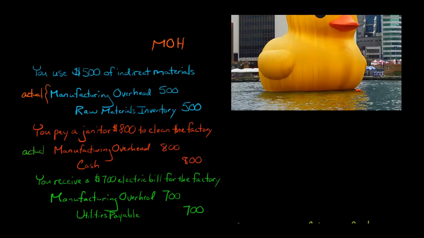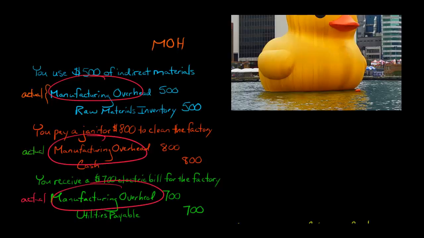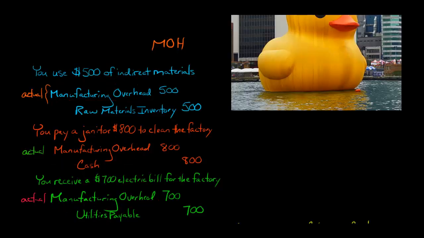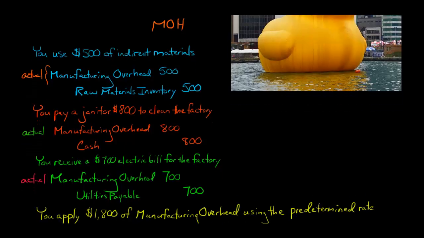So now let's say that the company gets an electric bill for the factory of $700. Now they would debit manufacturing overhead for $700. Again, this is actual manufacturing overhead, and then credit utilities payable, assuming they just got the bill, they didn't pay the cash. So I have three types of actual manufacturing overhead here that were recognized. In each case, we debited manufacturing overhead.